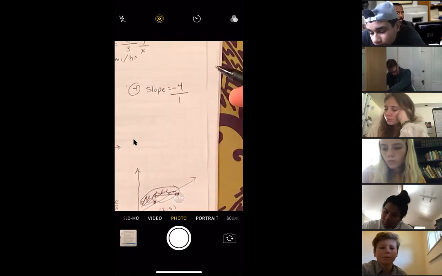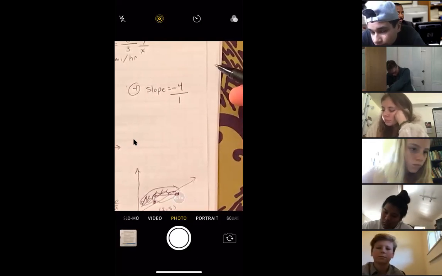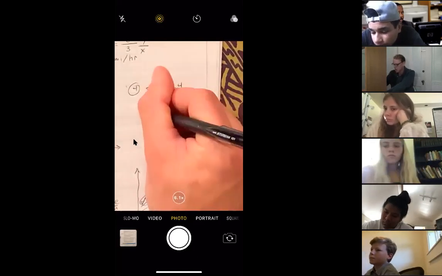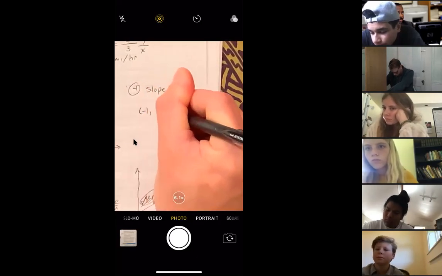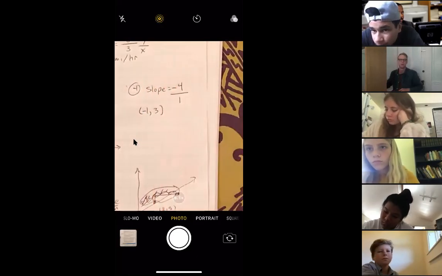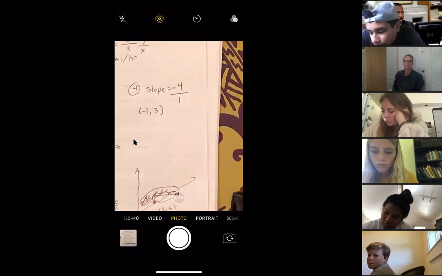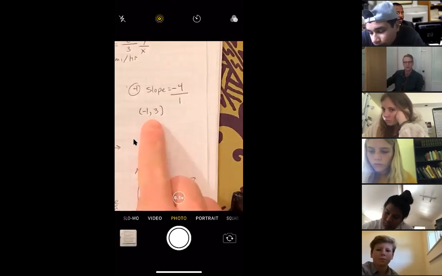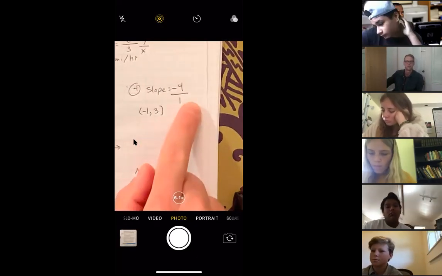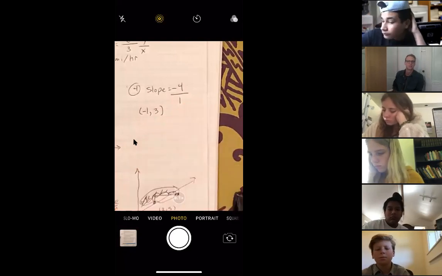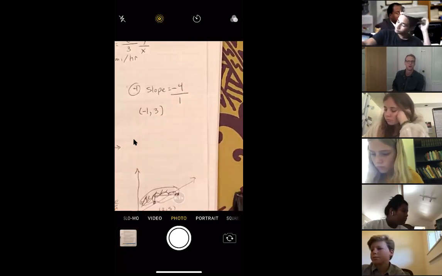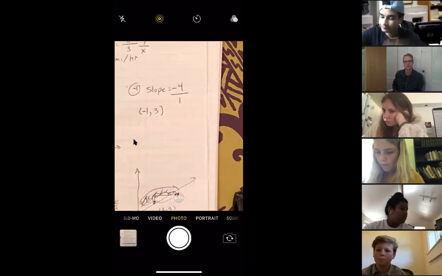And then the point you're going to pass through for guided practice number 4 is -1, comma 3. So give number 4 a try. Remember, graph the point, and then use the slope to make a second point, and then connect them to draw a line. And when you're done, hold it up to the screen so I can take a look at your line.